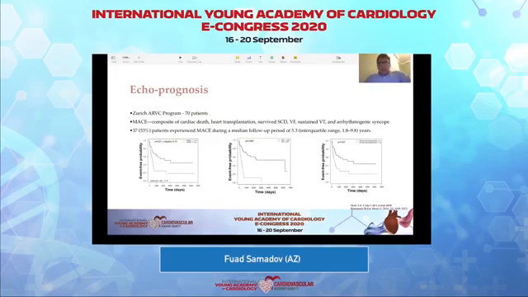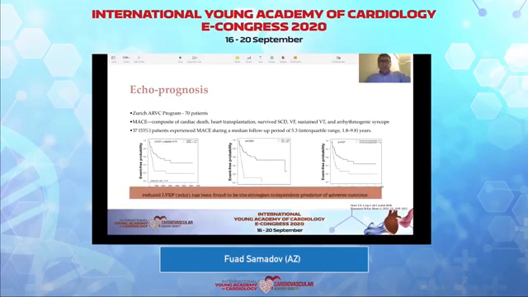Echocardiographic parameters which can predict MACE in arrhythmogenic cardiomyopathy patients are TAPSE less than 17 millimeters, fractional area change less than 23%, and also right atrium short axis diameter indexed by body surface area equal to or greater than 25 millimeters. Also, reduced left ventricular ejection fraction has been found to be the strongest independent predictor of adverse outcome.